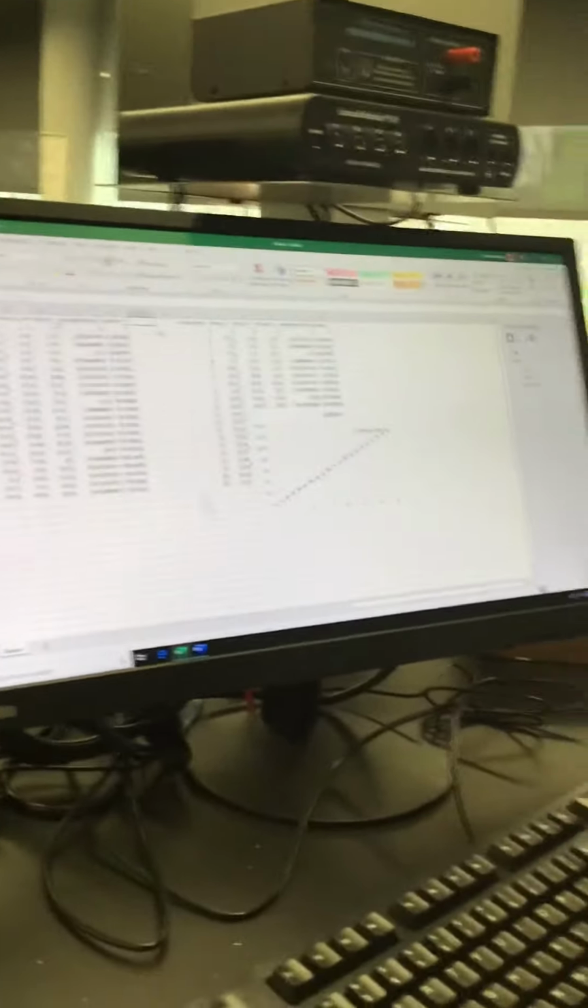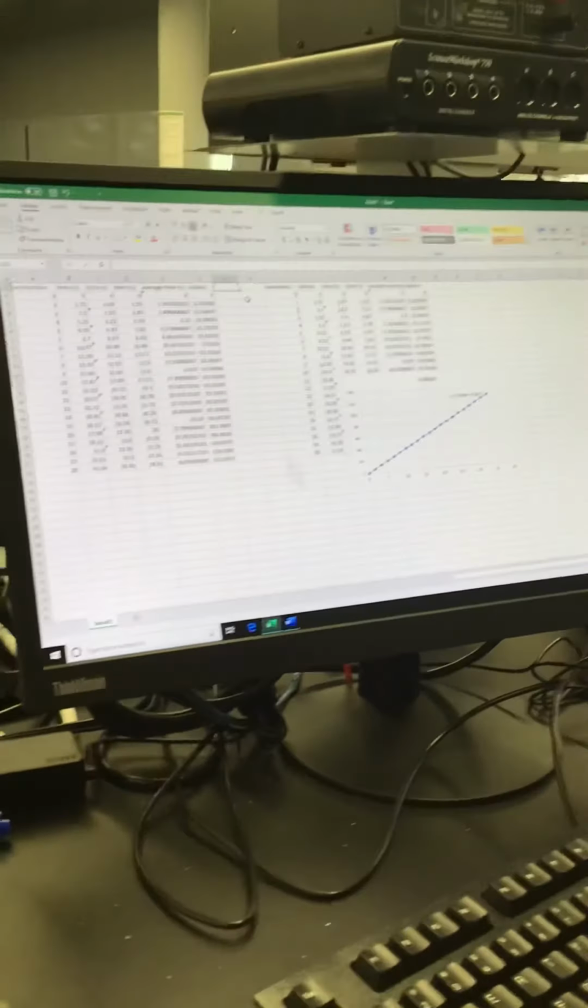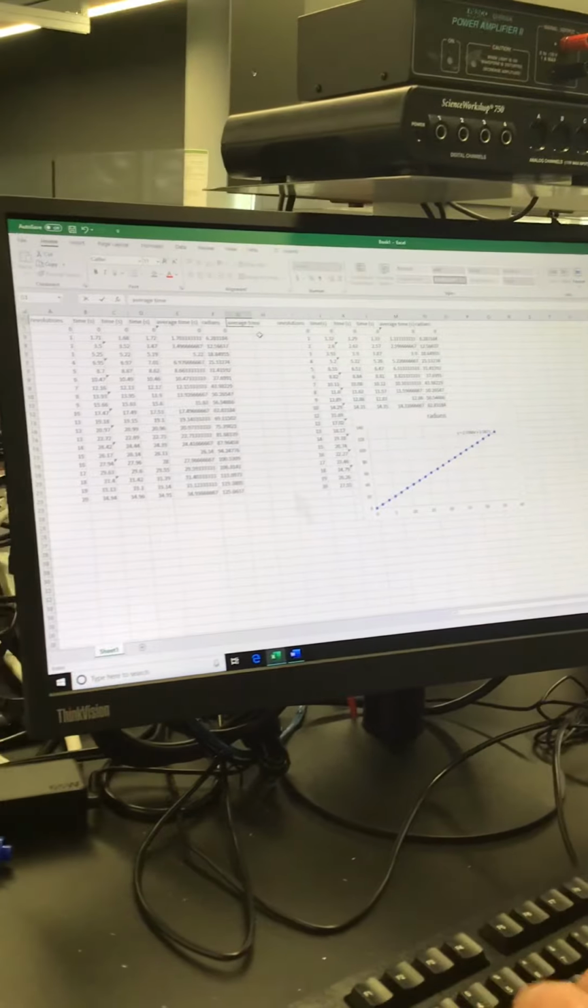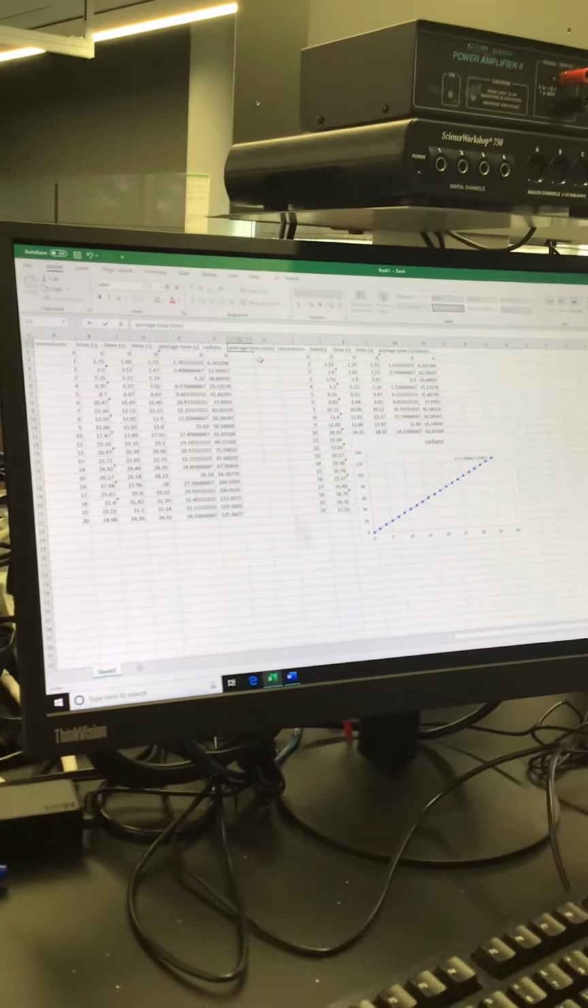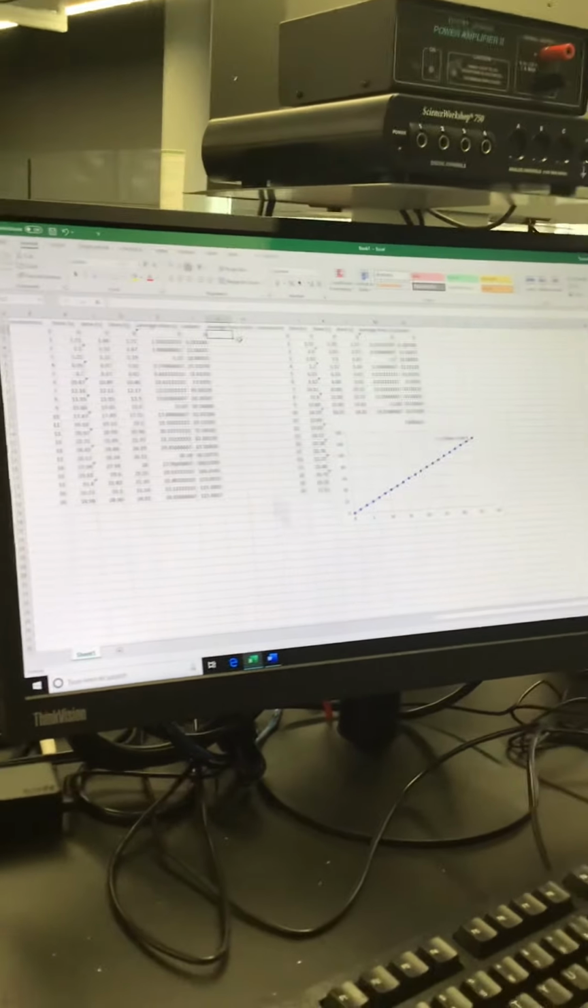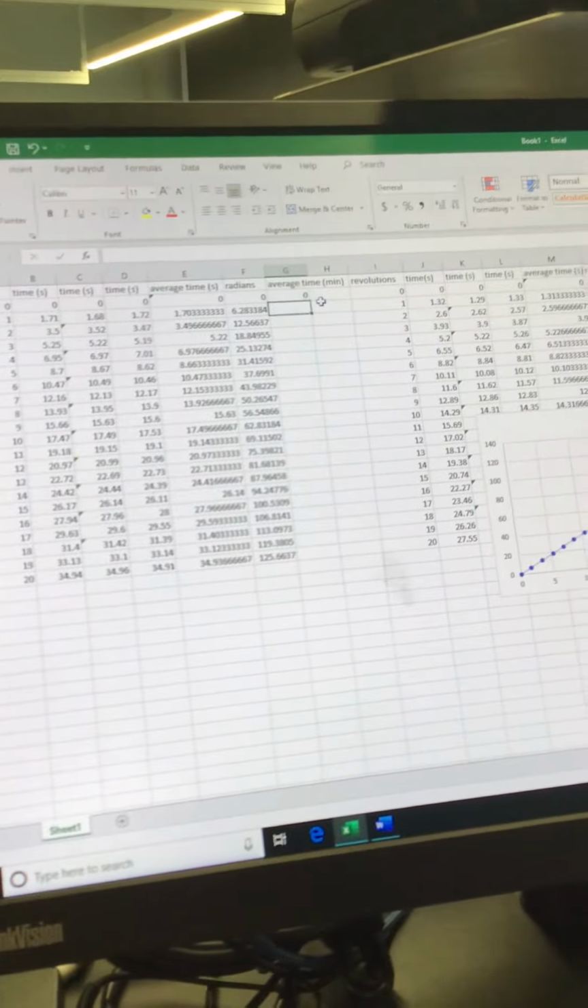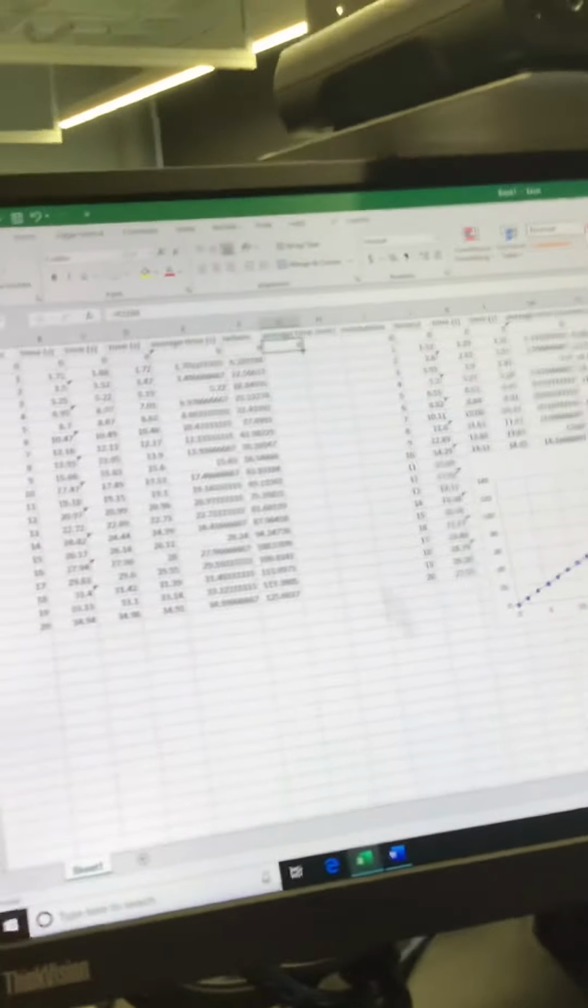So I'm going to add a couple columns here. And instead of time in seconds, I'm going to have time in minutes. For that, I'm just going to take column E and divide by 60. And this is going to give me time in minutes.